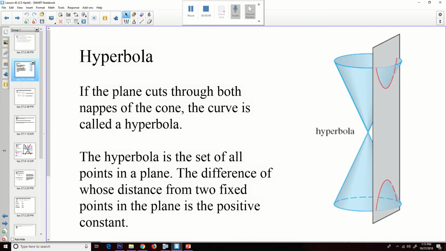Again, defining it as a conic, if you take those two cones and you run a plane parallel to the center line, and it passes through a single nappe of the cone, then the intersection between the plane and the cone is called a hyperbola. And then also the hyperbola is the set of all points in a plane whose difference of whose distance from two fixed points in the plane is a positive constant.